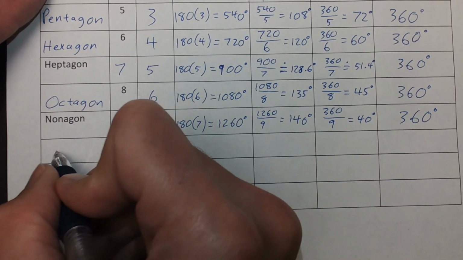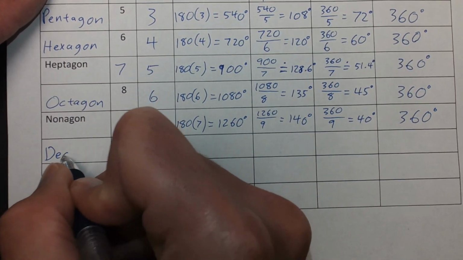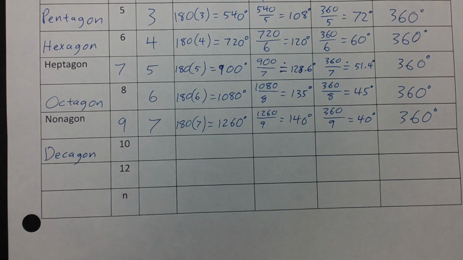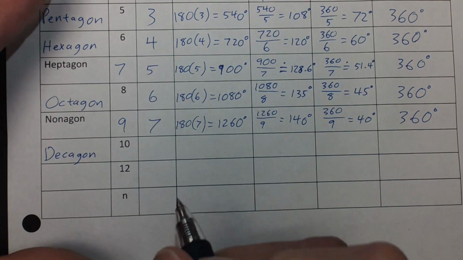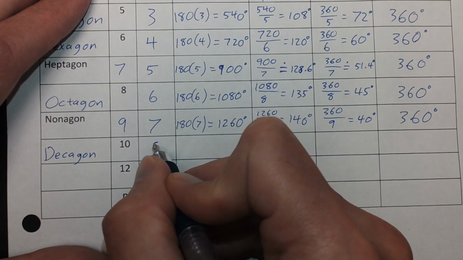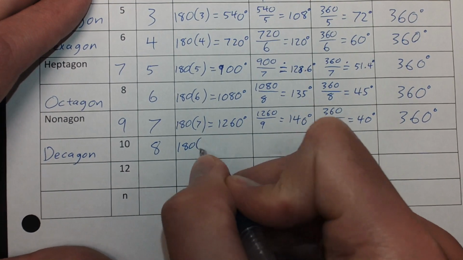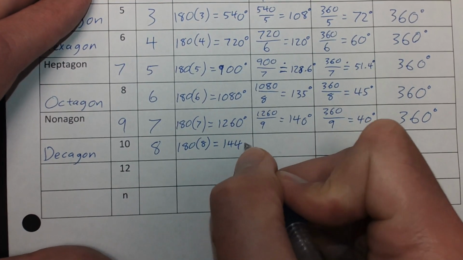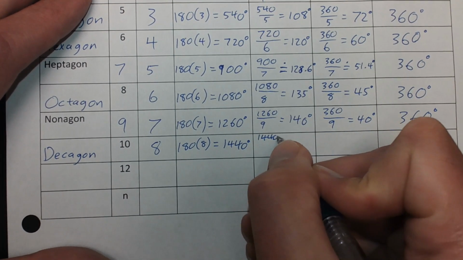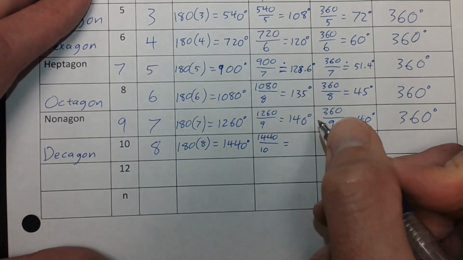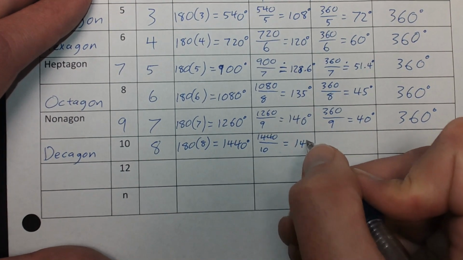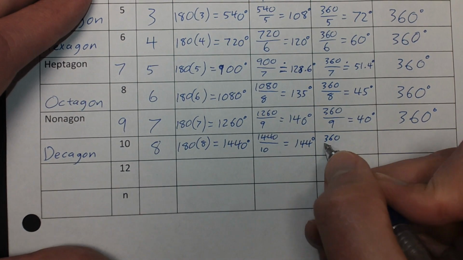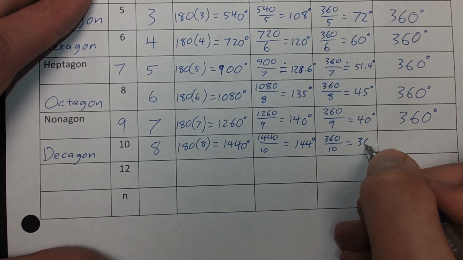What is a 10-sided figure called? It's called a decagon. You probably know that prefix dec means 10. How many triangles would there be in a decagon? 8. 180 times 8 is the sum of the interior. That gives you 1440. Each interior is 1440 over 10, which is 144. And each exterior is 360 over 10, which gives you 36.